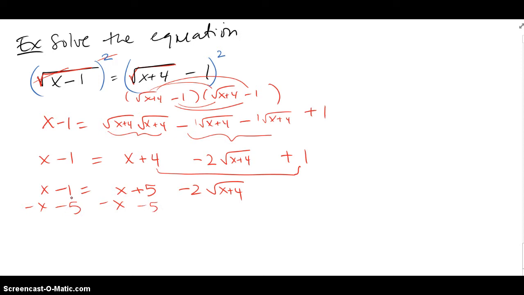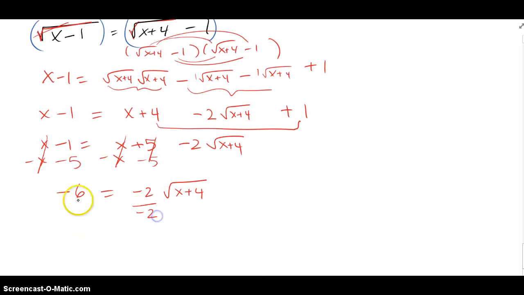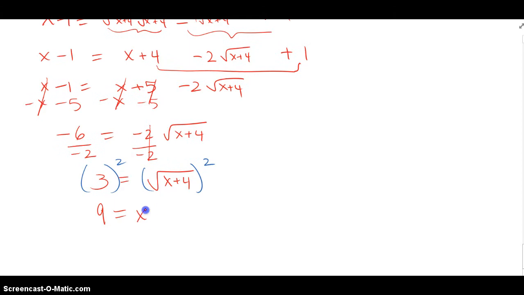So when I do that nicely, these guys go away. I get negative 6 equals negative 2 radical x plus 4. Now at this point, since it nicely divides out evenly, I'm going to divide that out, get the radical all by itself, and I get 3 equals that. Finally, I'm able to square both sides again, and in doing so, I get 9 equals x plus 4. I subtract 4 from both sides, and we think x is equal to 5.